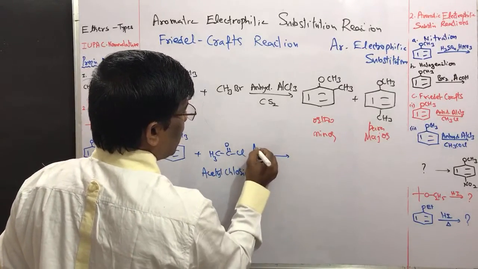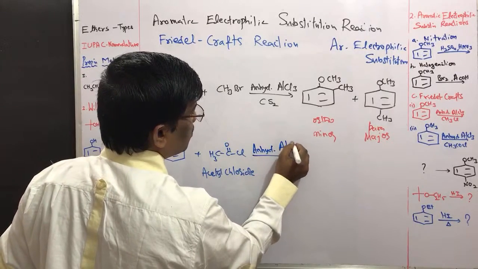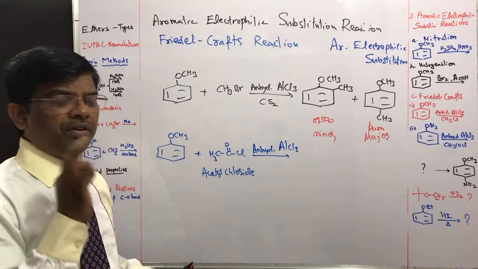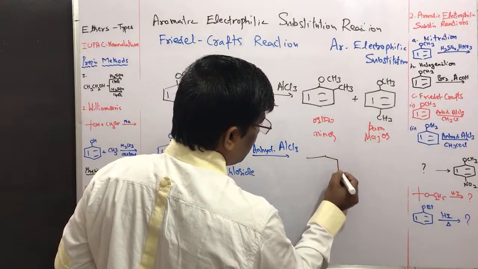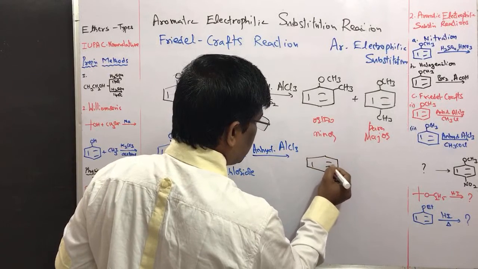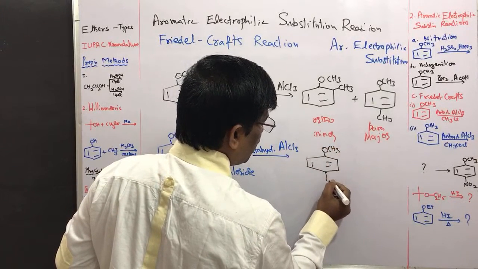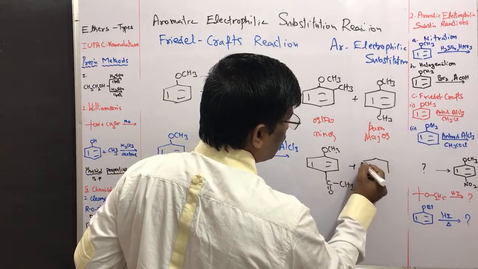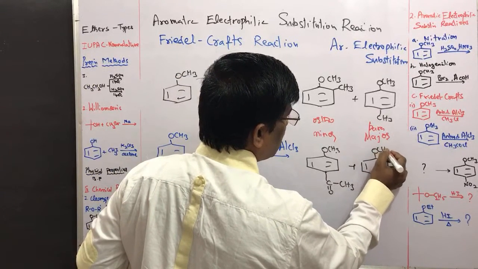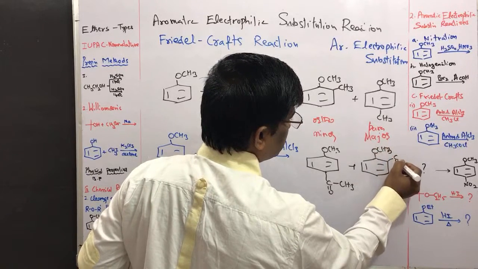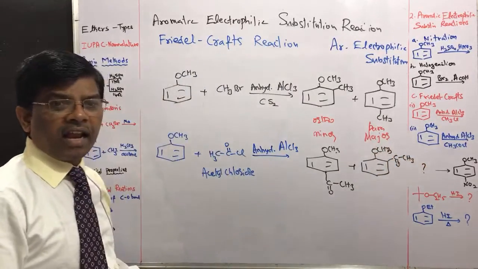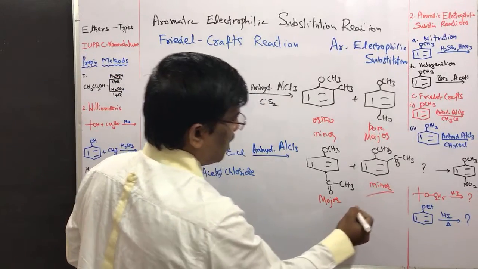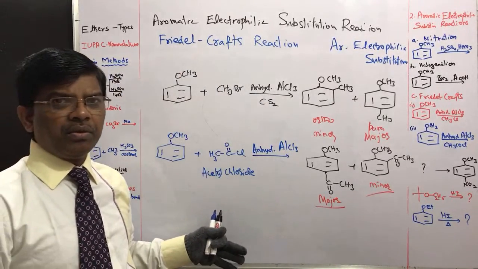in the presence of anhydrous aluminium chloride. What is the compound I am going to get? Acetophenone. Yes, students, so acetophenones we are going to get. This is para methoxy acetophenone and ortho methoxy acetophenone. And what is the ratio? Again, write it as this is major and this is minor.